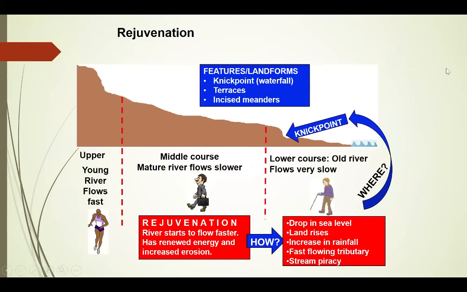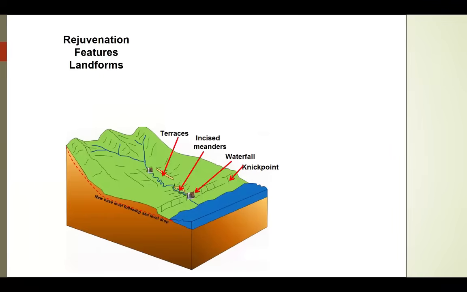Now, let's look at evidence of river rejuvenation. Number one, what is the evidence that river rejuvenation has taken place? We can see different features. A nick point is a point where rejuvenation will take place. So once you see a nick point, you must know rejuvenation has taken place. We said a nick point is where there is a sudden change in the gradient of the river. That is where your rejuvenation takes place.